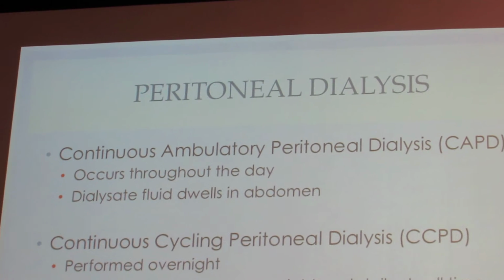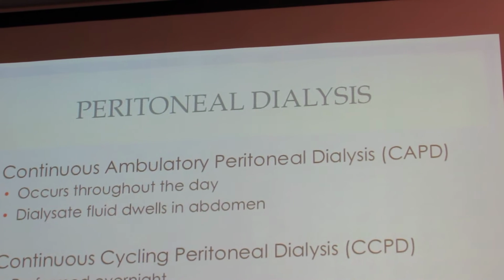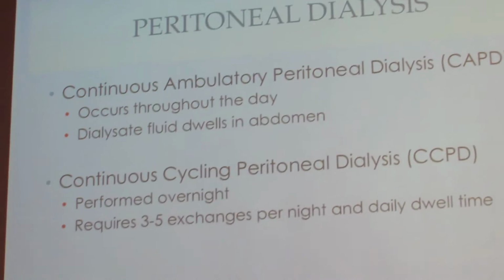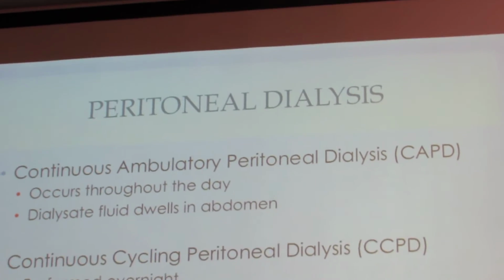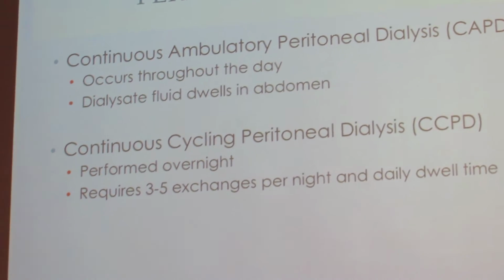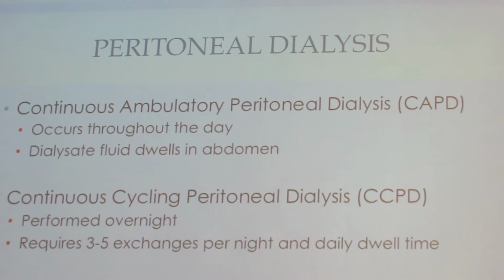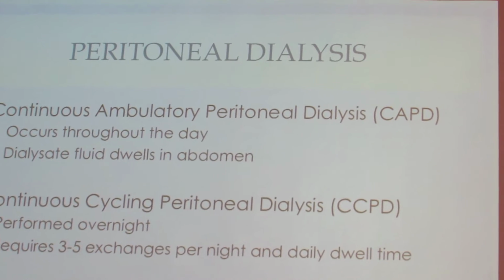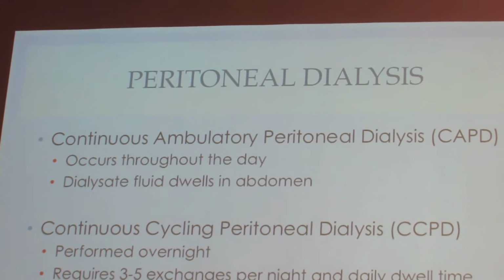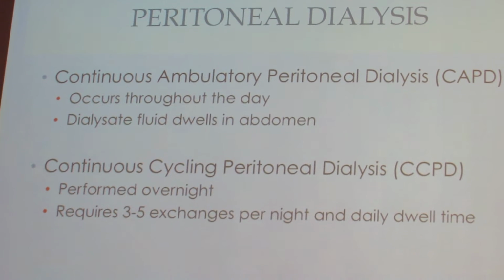Within peritoneal dialysis, there are 2 types: continuous ambulatory PD and continuous cycling PD. The first type, CAPD, occurs throughout the day, so that's kind of an obstacle for the patient when they're connected to this machine all day. The dialysate fluid just sits in the abdomen for periods of time, and then it gets removed 3 to 4 times a day.